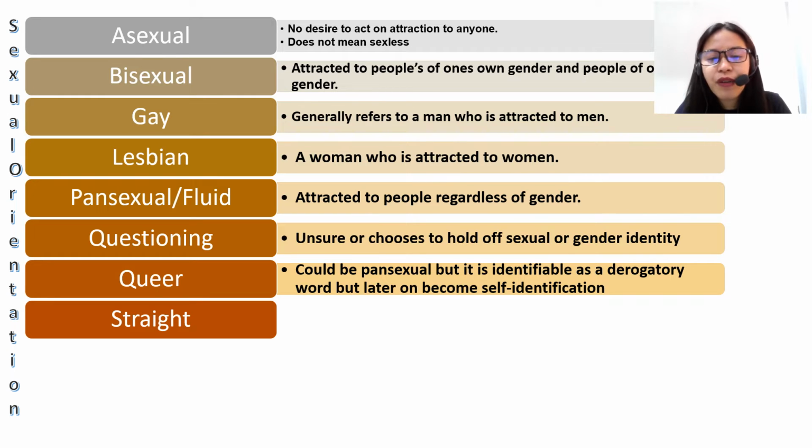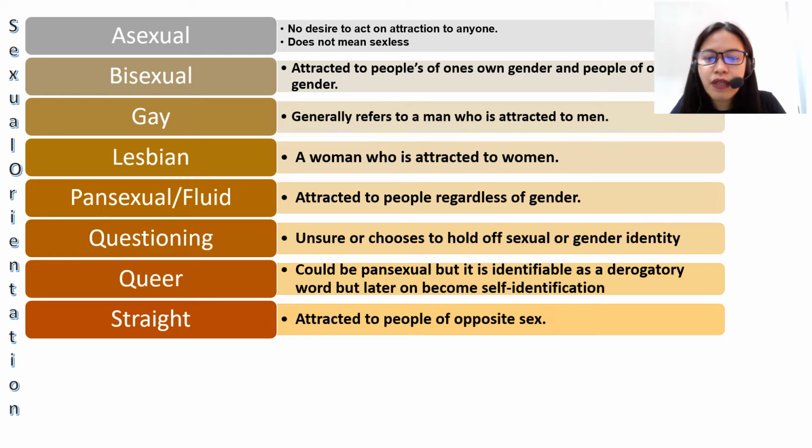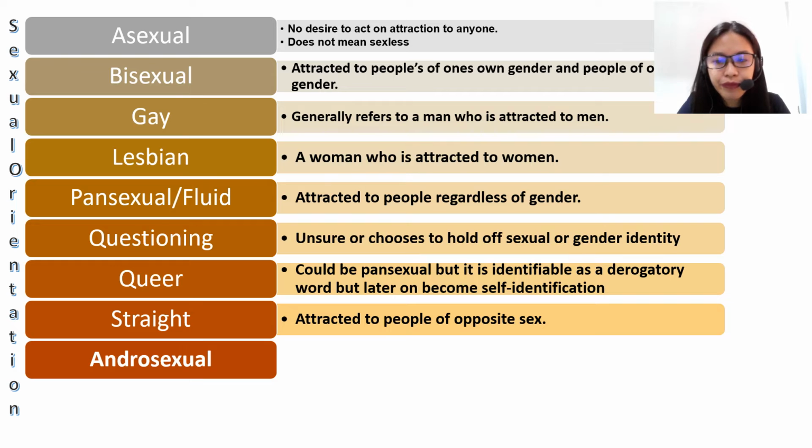Okay, aside from queer, of course, we have the straight sexual orientation. So these are people attracted to opposite sex. So we are now using here the opposite sex. Okay, so therefore a male is attracted to female, and a female is attracted to male. Okay, so these are straight people in which a female is attracted to male, a male is attracted to female. That is a straight sexual orientation.